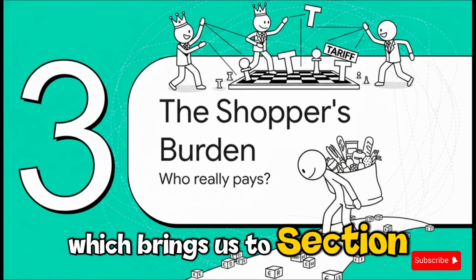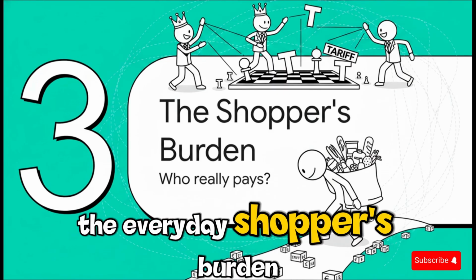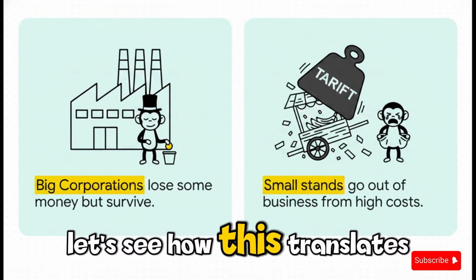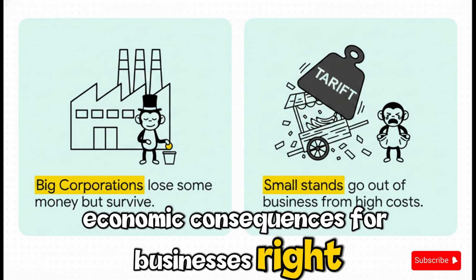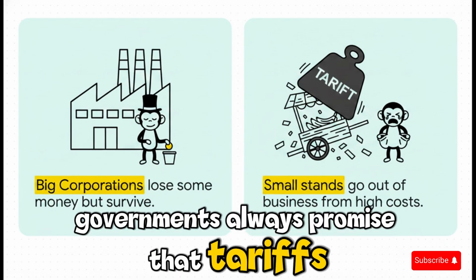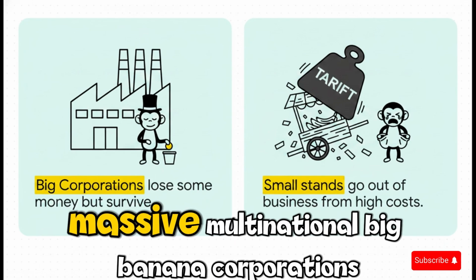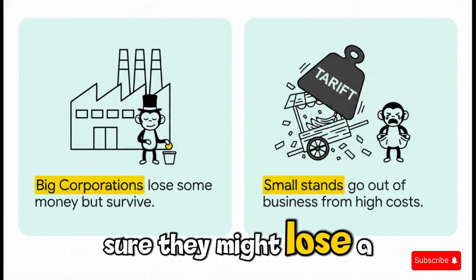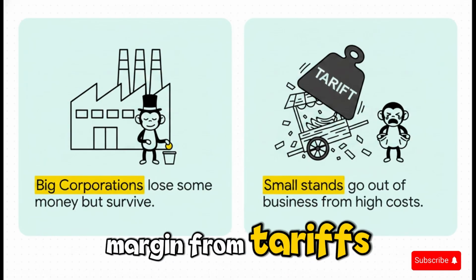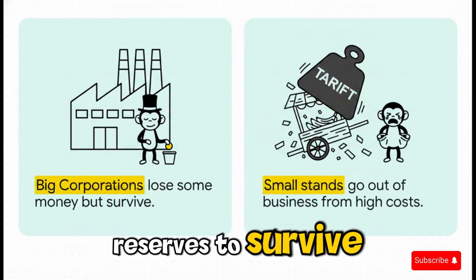Which brings us to Section 3, the everyday shopper's burden. Let's see how this translates into real economic consequences for businesses, right? Because governments always promise that tariffs will protect local businesses. Massive, multinational, big banana corporations, sure, they might lose a little bit of their profit margin from tariffs, but they have the cash reserves to survive.